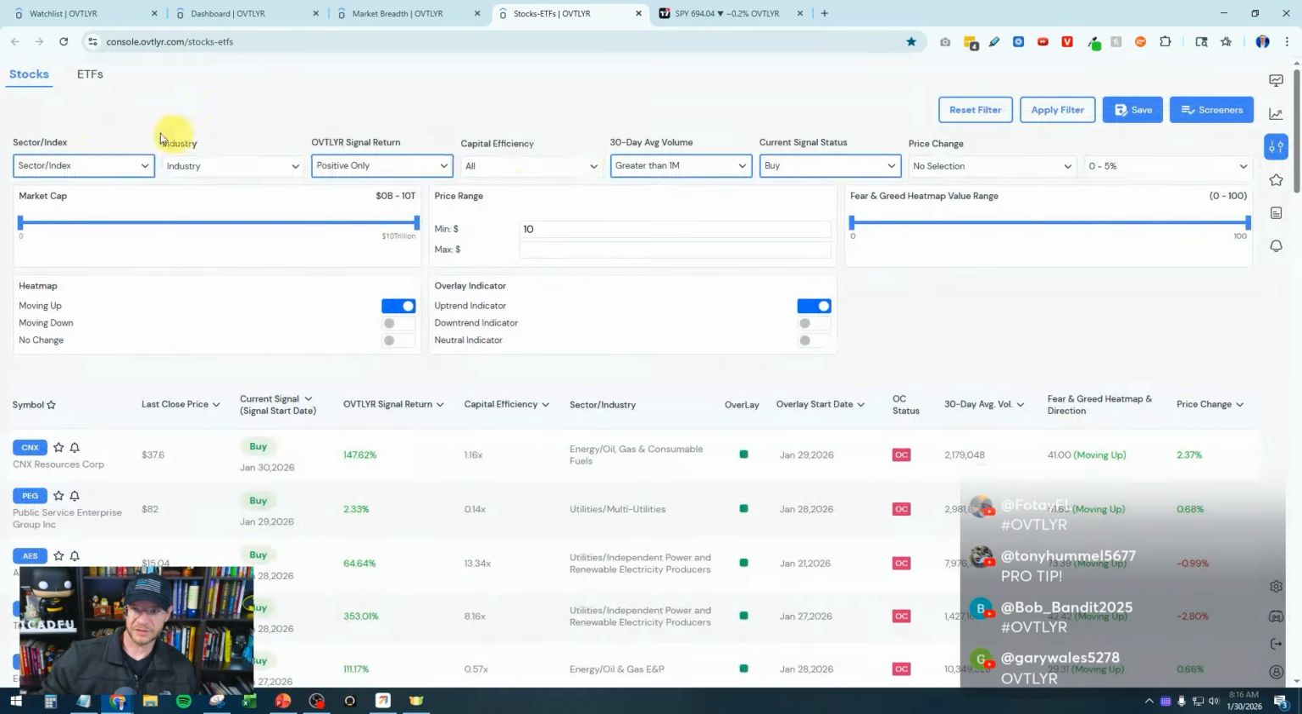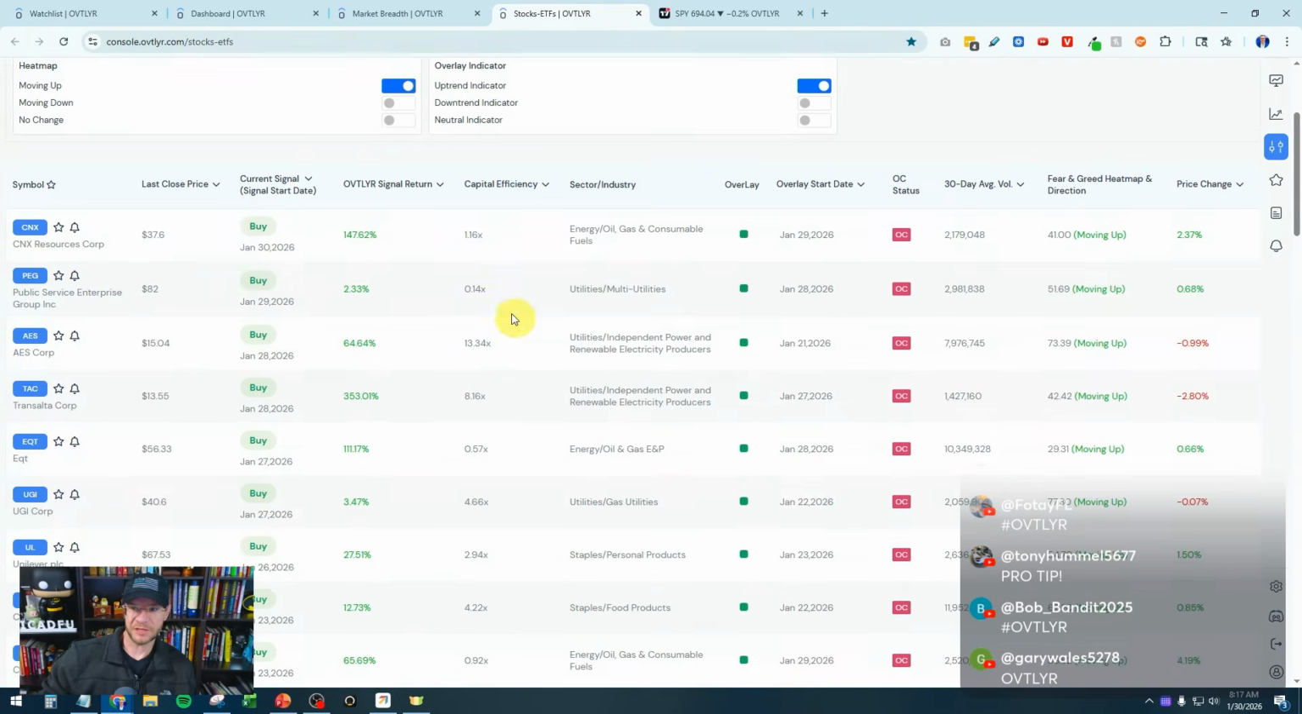Okay. So sector, I'm going to change the sector to just be staples. Then industry, all the industries, but you could sort it down: beverages, discount stores, food products, whatever. Outlier signal return. This is an instant backtest. How have the outlier buy and sell signals performed?